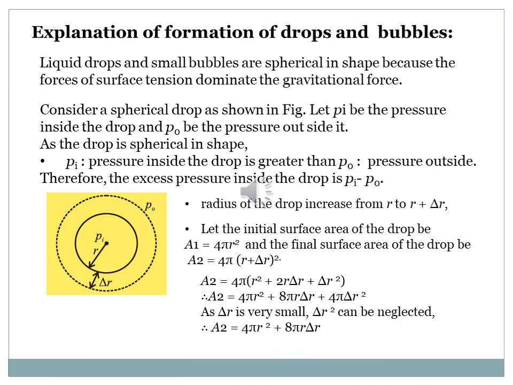Okay, now the next concept is the explanation of the formation of drops and bubbles. How the drops and bubbles are formed, that we are going to see in this slide, and the next slide also. Now the liquid drops and small bubbles are spherical in shape. Why is it so? Because the force by surface tension dominates the gravitational force. So it becomes spherical in shape. Okay, so consider a spherical drop which is shown in the diagram.